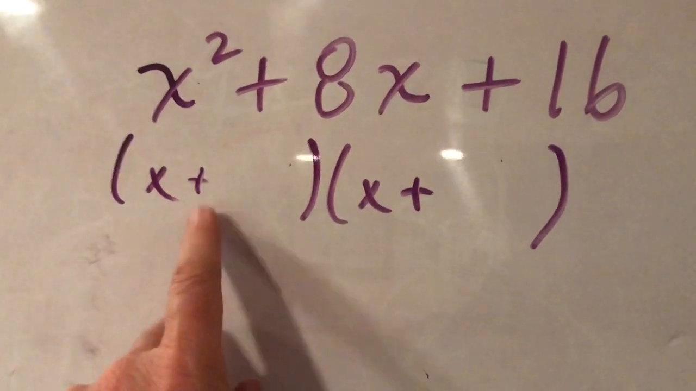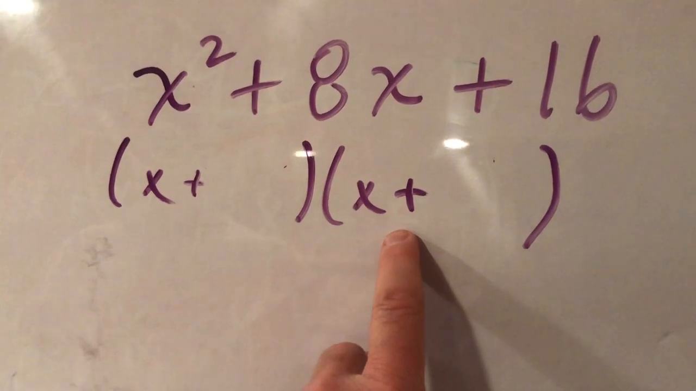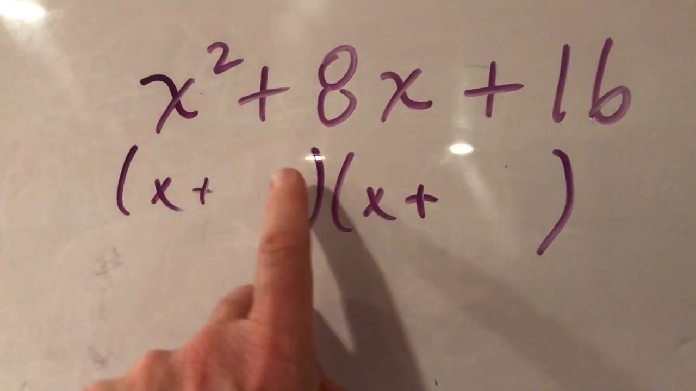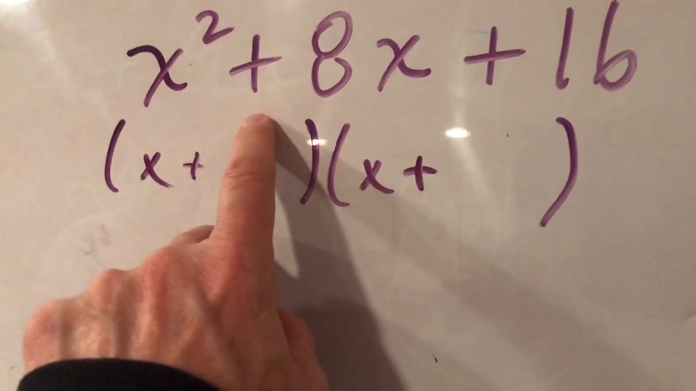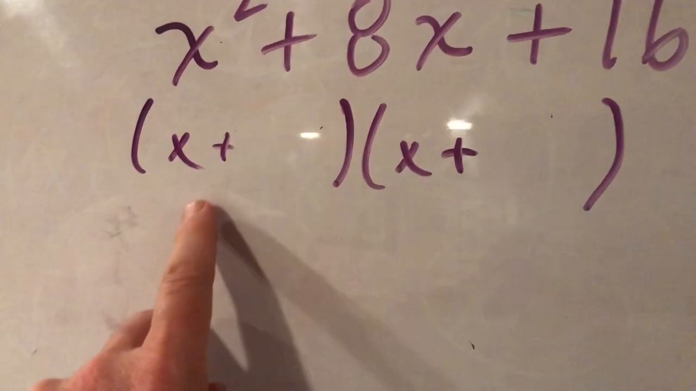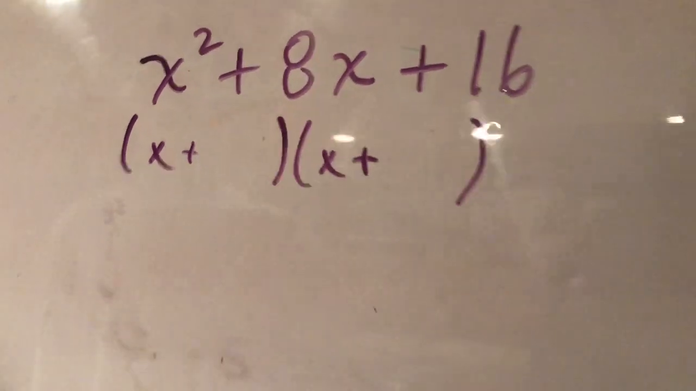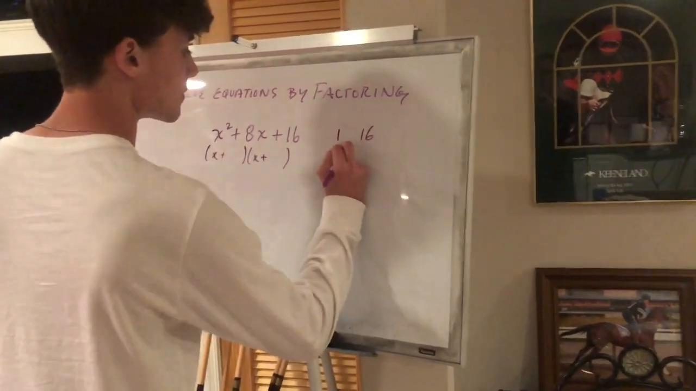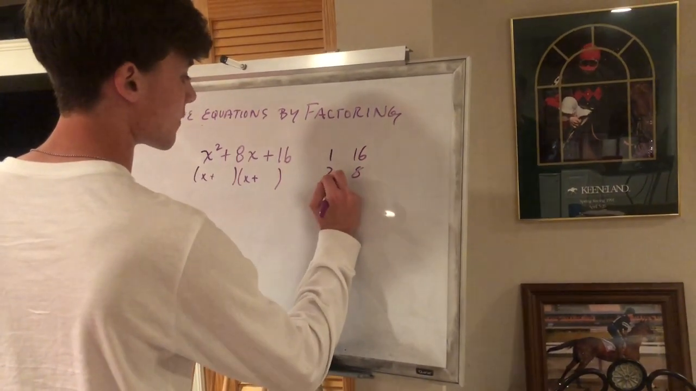So we know that both of these signs have to be the same. They're either both going to be negative or both going to be positive. So in this case, we refer back to the middle term, which has a plus, and that means both of these are plus. Now he's going to make the list of factors that go with 16.